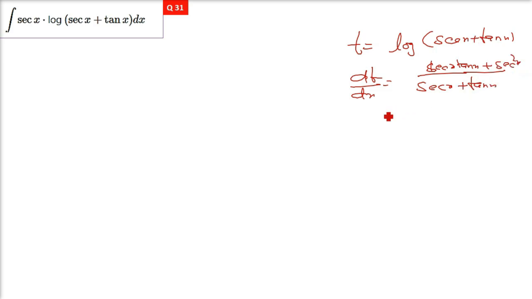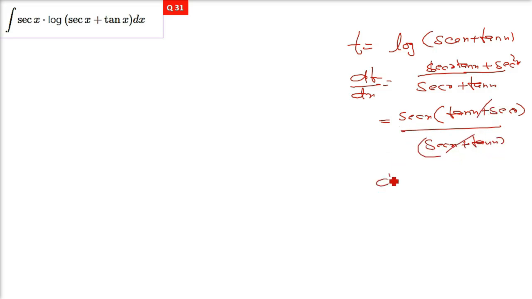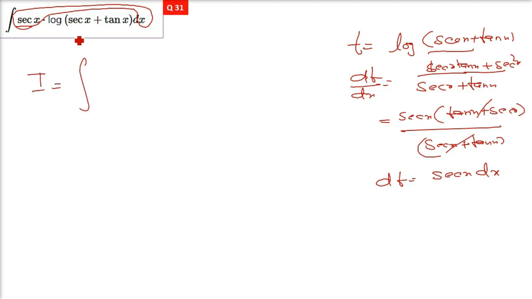And now what is the benefit? When you take this sec x outside of the numerator, it will be tan x plus sec x. So sec x you have taken outside. Sec x plus tan x goes into the denominator. This gets cancelled out. dt by dx, or dt, will be equal to sec x dx. So t, when you place log of sec x plus tan x, dt is sec x dx, whole of this you have got. The integration will be simply this log of sec x plus tan x will be t, and this sec x dx will be dt. This will be simply t square by 2 plus constant of integration.